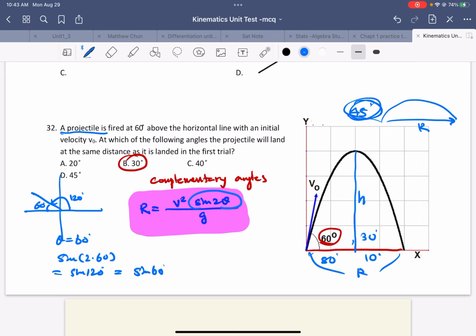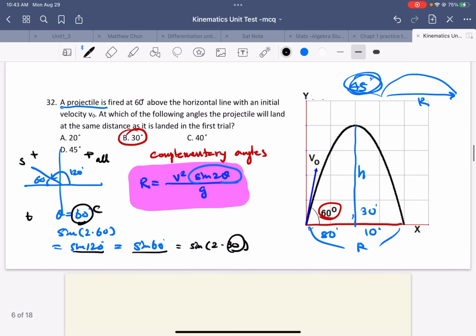And sine is also positive in quadrant 1 and quadrant 2, if you remember trigonometry. I'm talking about All Students Take Calculus. So if the terminal side is located in quadrant 2, then sine is also positive. So sine 120 is the same as sine 60. What is sine 60? That's the sine of 2 times 30 degrees. So that means your original 60 gives the same value as 30. So remember that, that's how you see it. My conclusion is that complementary angles always give the same range.